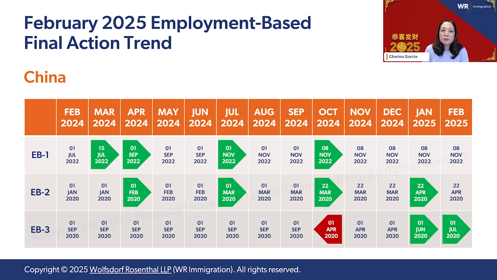Yeah, and you can see for EB3, China actually, in February 2024, it was September 1, 2020. But now in February, it's actually moved backwards. It's July 1, 2020.